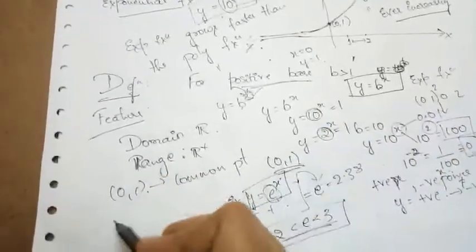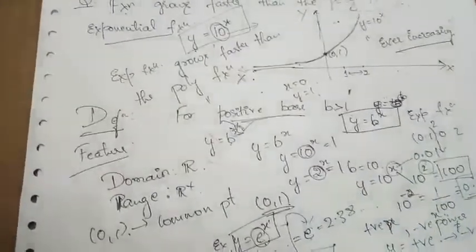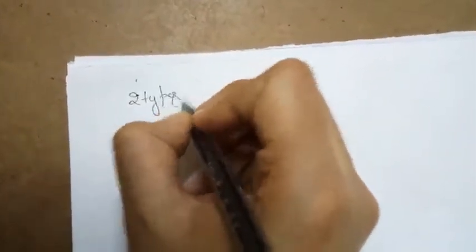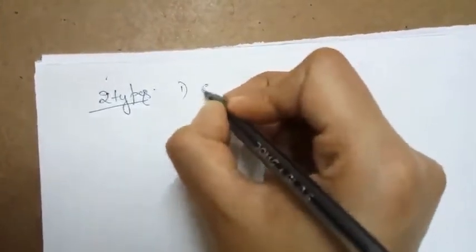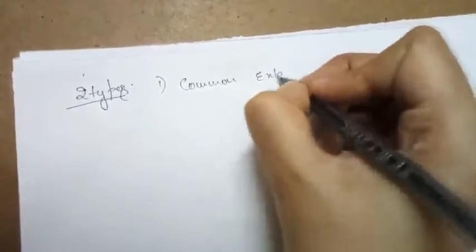In the exponential function we come across two different types. So let us go with what those two types are. I said there are two types. The first one is the common exponential function.